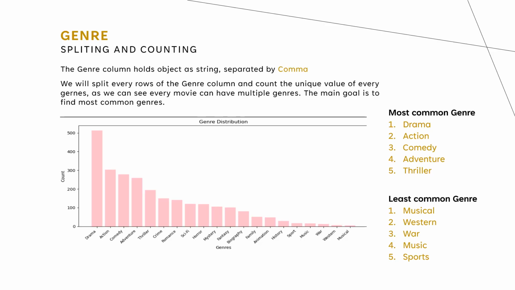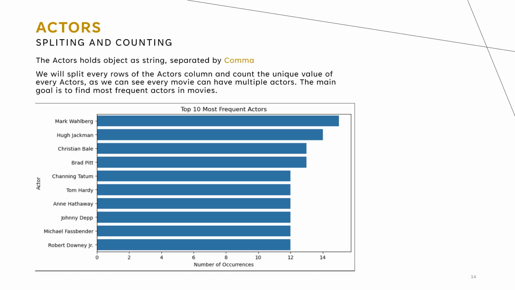And this is the genre. The genre was separated by commas, so we split the genre by comma and count the number of times each genre occurs in the genre column. We can see drama has the highest number of occurrences, then action, comedy, adventure, and thriller. Musical, western, and war have the fewest occurrences, which means they are less popular genres.